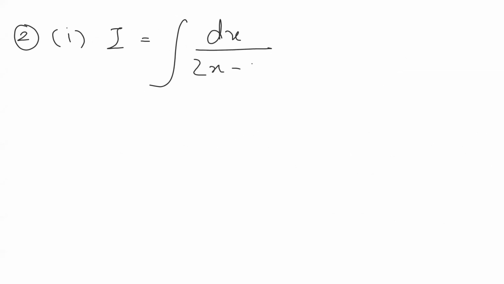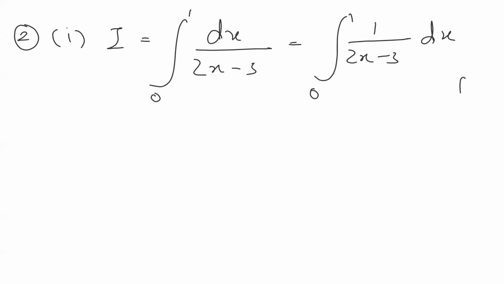So question number 2, sub question 1, integration dx upon 2x minus 3, 0 to 1. So this is 1 upon 2x minus 3 dx. You can do two things over here. You can use the 1 upon x formula or the f dash x upon f of x property. I'll go ahead with the 1 upon x formula. Integration of 1 upon x, where x is 2x minus 3. 2x minus 3 is a linear algebraic term. So obviously we can apply the chain rule over here.